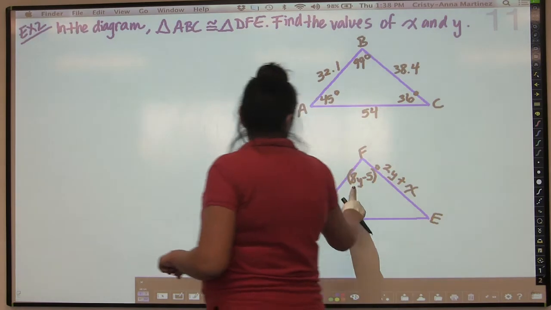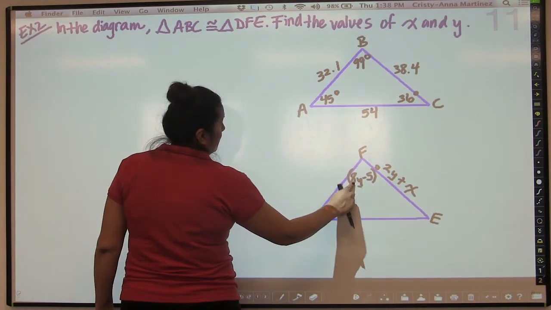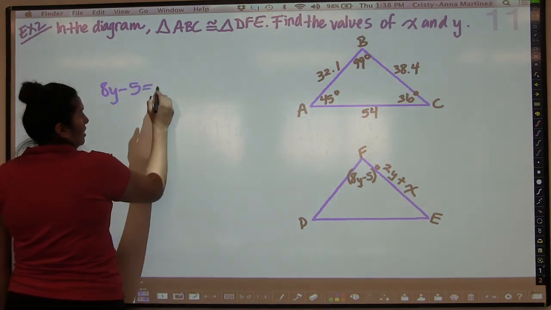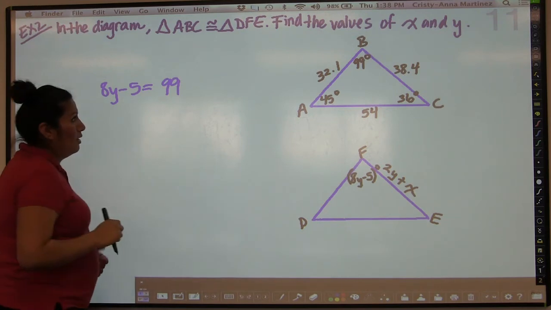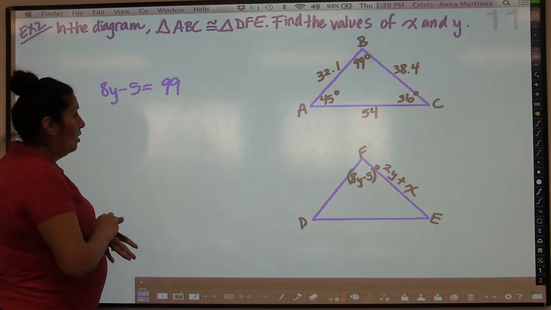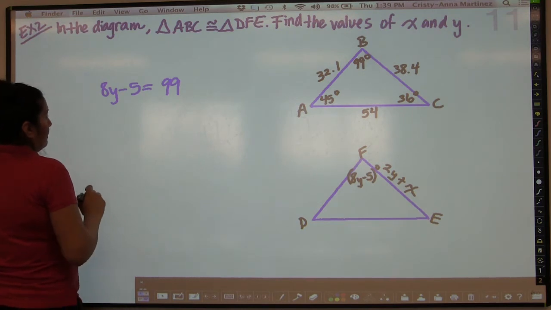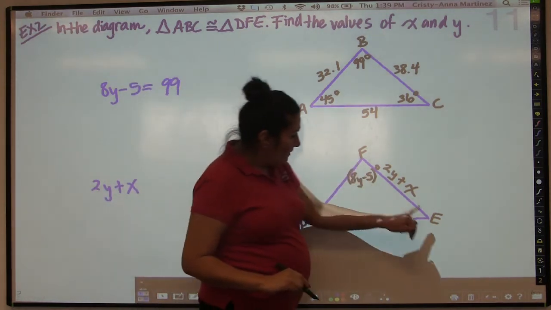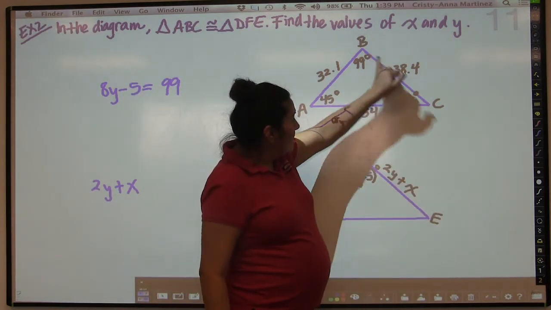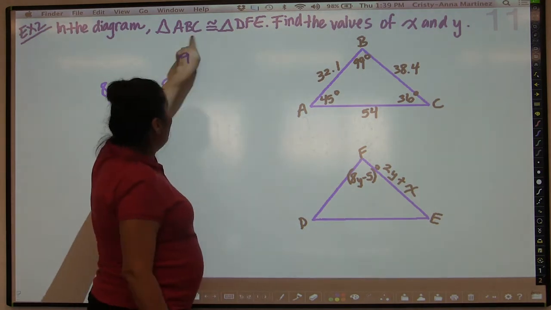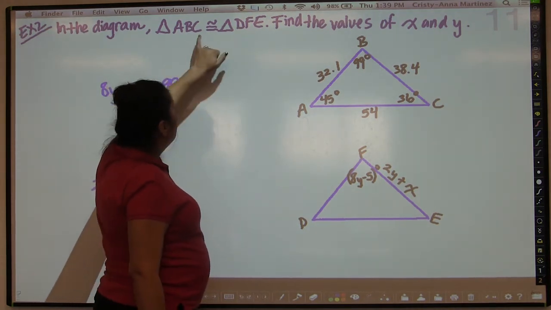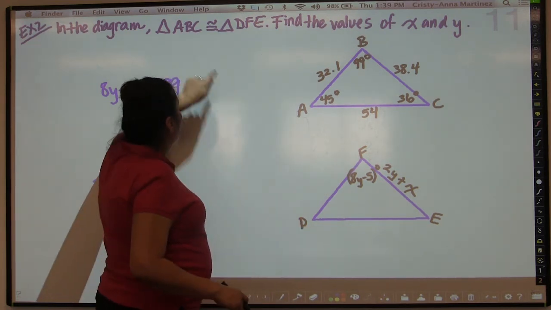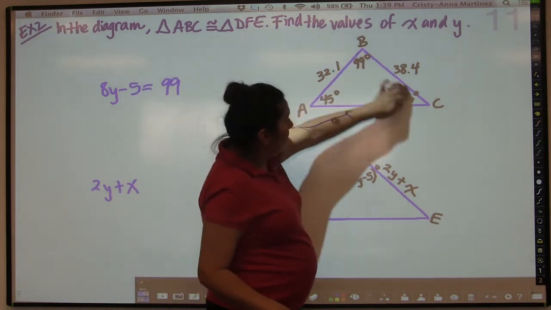So we know that here this angle F corresponds with angle B. So we know that 8y minus 5 has to equal 99 because they're corresponding parts and the triangles are congruent, so they have to be equal. And we also know that 2y plus x, which is side FE, corresponds with side BC because B and F are in the same position in the statement and C and E are in the same position in the statement, so they're corresponding. BC corresponds to FE.